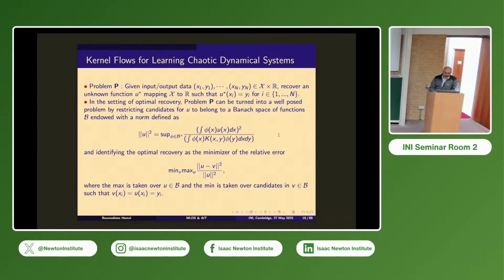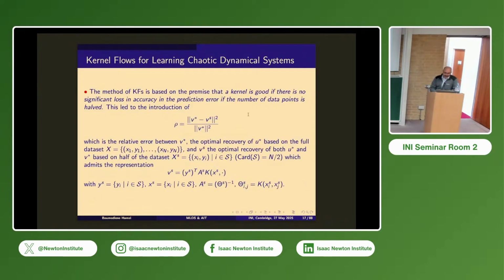Here we just come back to the same problem, which is learning an unknown function from random samples. In general this is an ill-posed problem, but in the setting of optimal recovery, this problem can be turned into a well-posed problem by restricting candidates for u to belong to a certain Banach space with the following norm, and turning this problem of learning these functions into the following min-max problem, where u is the approximation from the full data set, and v is from a smaller data set.